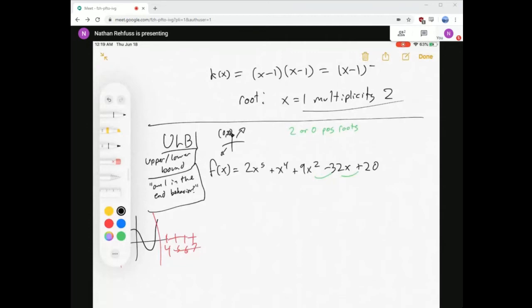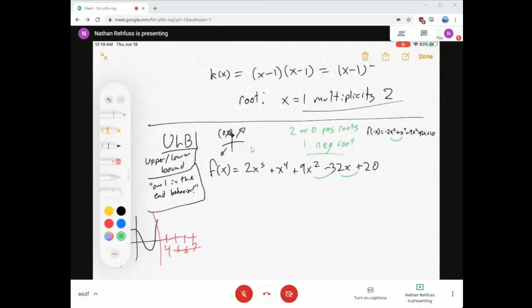And then let me see, f of negative x is negative 2x to the fifth, and then x to the fourth stays positive. 9x squared stays positive. Negative 32x goes positive, and 20 stays positive. So now there's only one sign change, from here to here. So we have exactly one negative root. No more, no less. That's a pretty handy result.